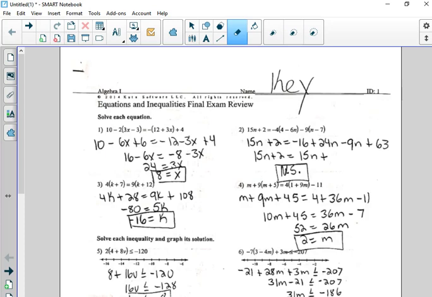Alright, review for Unit 1 of the final. I'm not going to go over every single problem, just going to have the answer key. I'm going to go over a few problems just for reminders.